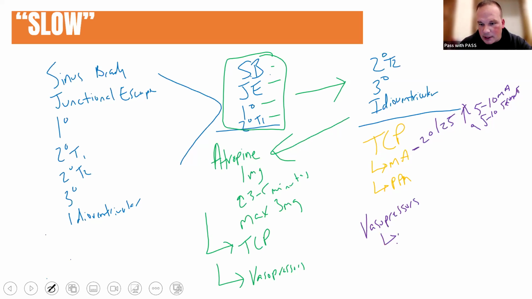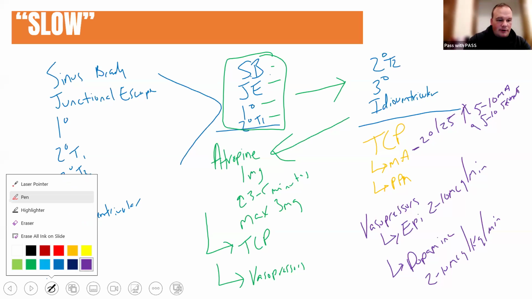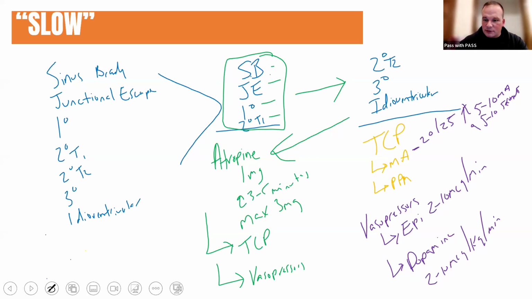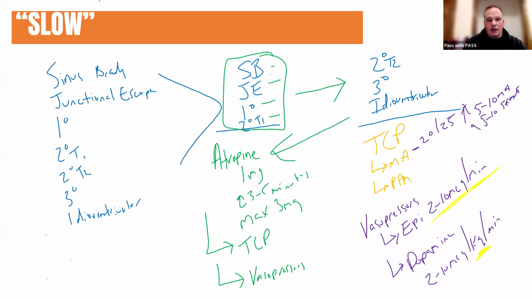And this is where we're going to get into our push dose epi or our epi infusion of 2 to 10 mics per minute, or our dopamine, which is kind of falling out of favor, but it's still in the algorithm at 2 to 10 micrograms per kilogram per minute. So those doses are very similar to one another, obviously. Don't get them confused. Our epi is 2 to 10 mics per minute. Our dopamine is 2 to 10 mics per kilo per minute. Dopamine is a weight-based medication. Don't get that confused on a test.